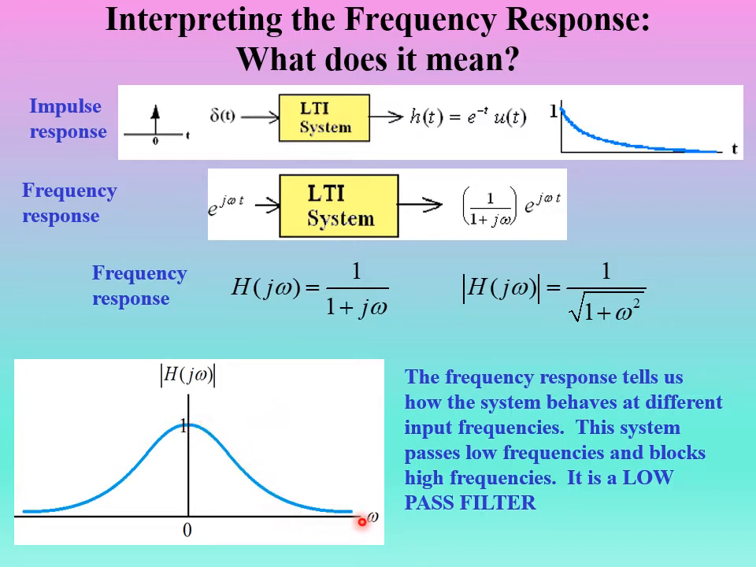On the other hand, look what happens at high frequencies, way out here. The frequency response goes to 0. That means this system is going to basically multiply the input signal by something very close to 0, so it's basically going to kill any signal coming in that has high frequency. This is, of course, the definition of a low-pass filter. This particular system is passing low frequencies and blocking high frequencies, and that, by definition, is a low-pass filter.